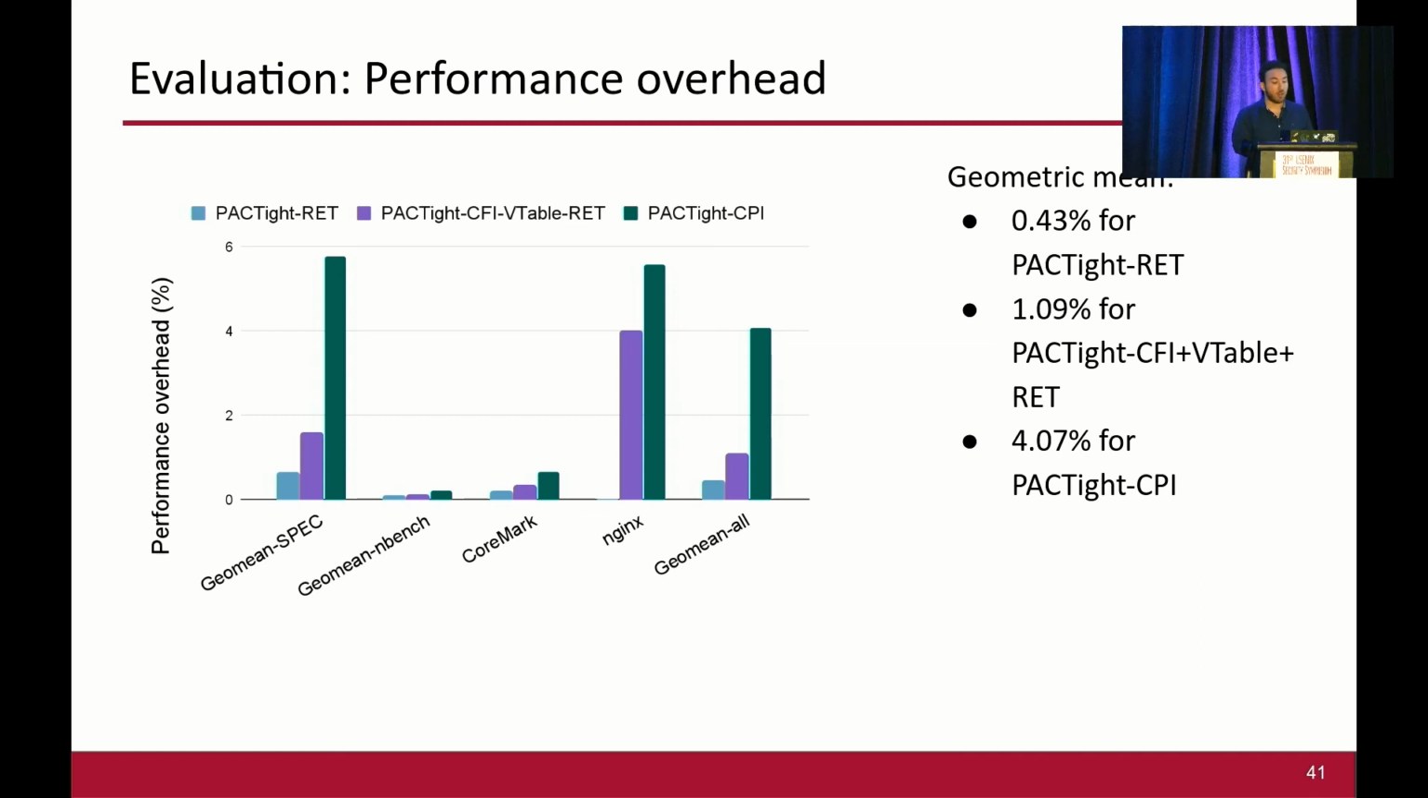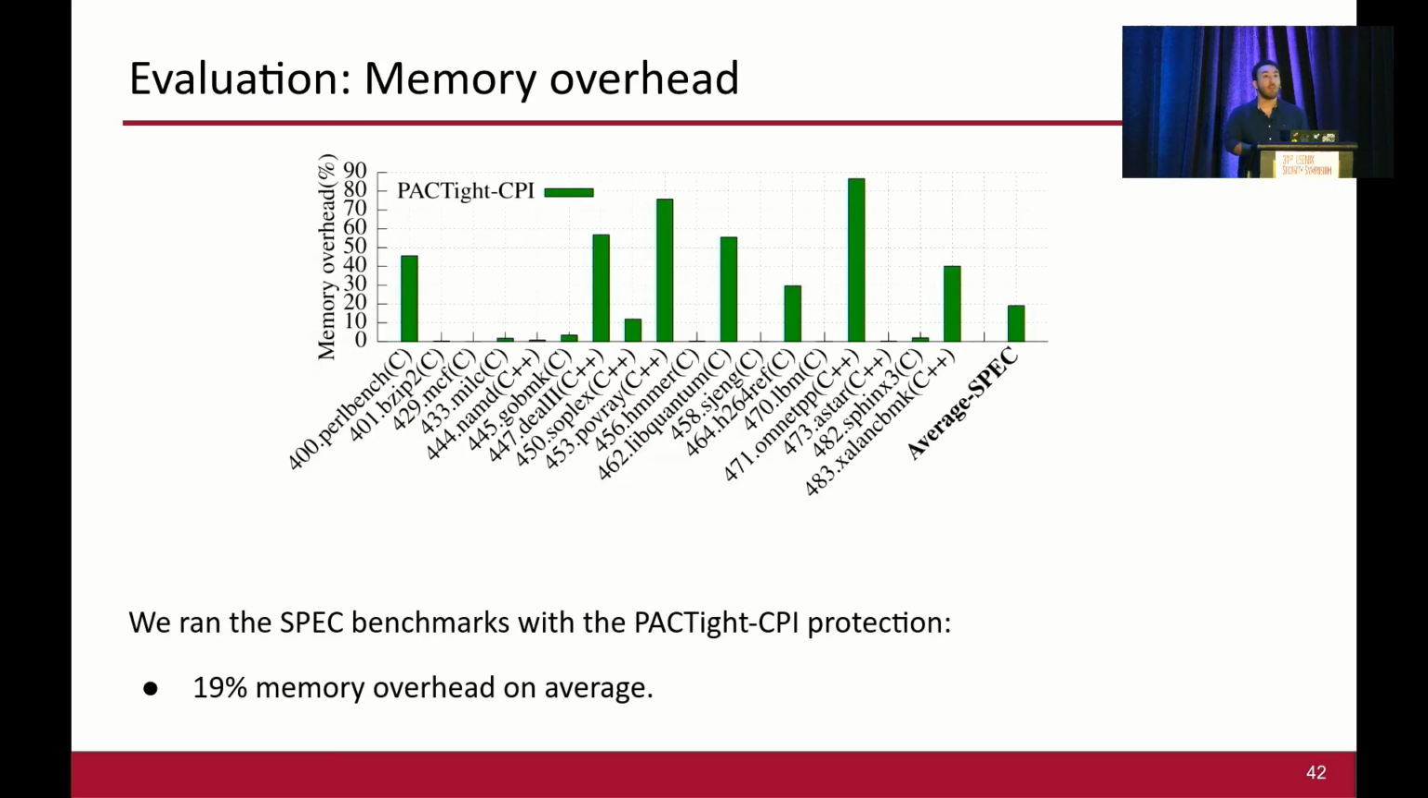And the following graph shows our numbers for the different PACTight defense mechanisms, and as can be seen, PACTight has low average overhead across the board. We also evaluated memory overhead of PACTight CPI on the SPEC benchmarks and got a 19% memory overhead on average.